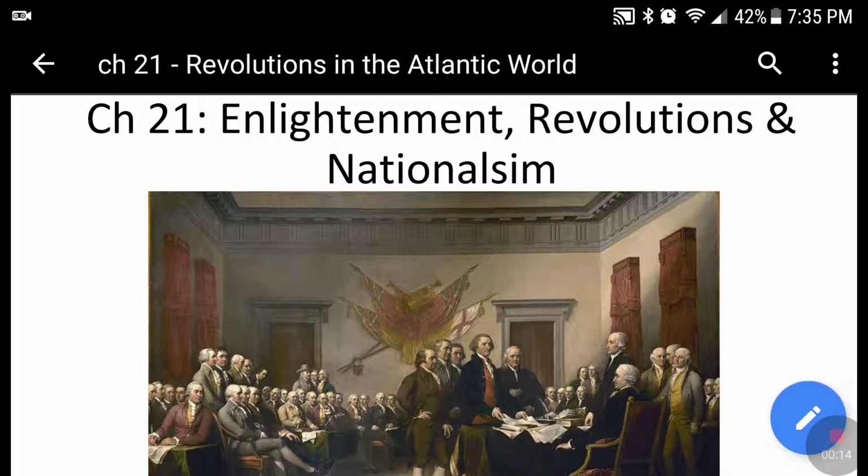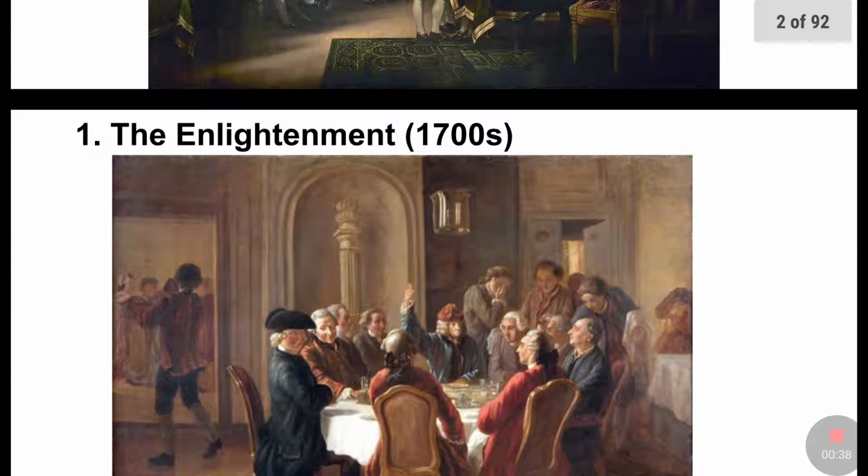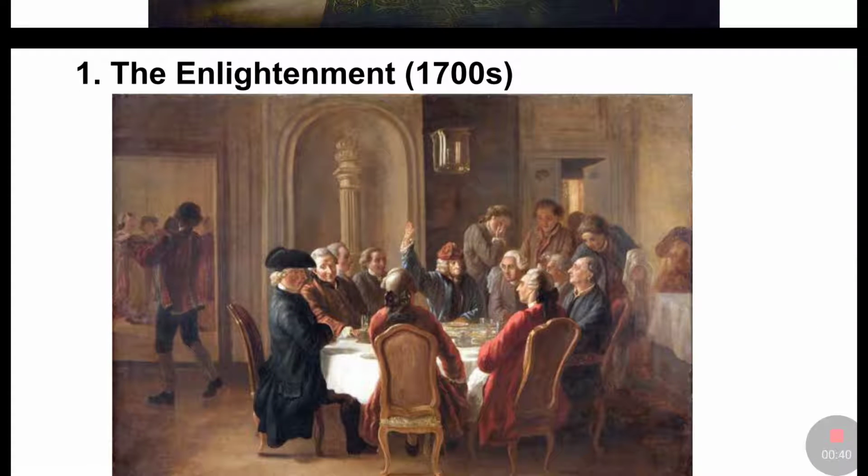We are finally reaching the modern era, which is Unit 5, which goes from the year 1750 all the way to 1900. And we're going to start off with a gigantic chapter. We're going to look at three major things: the Enlightenment, the four Atlantic revolutions, and the rise and spread of nationalism. So let's start off first with the Enlightenment.